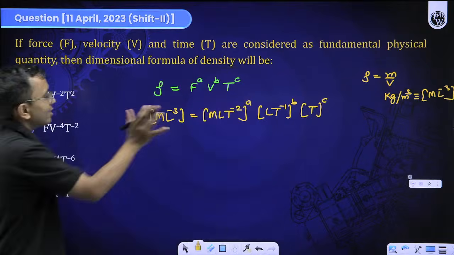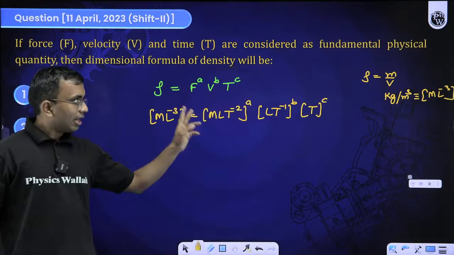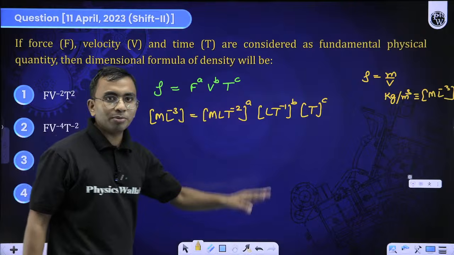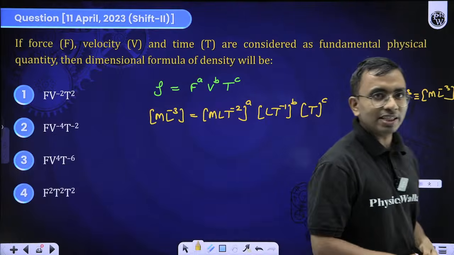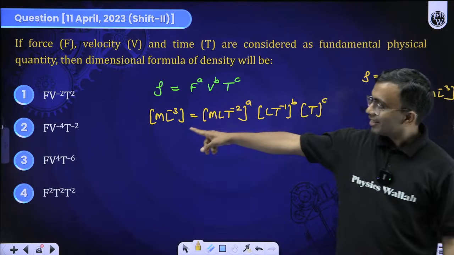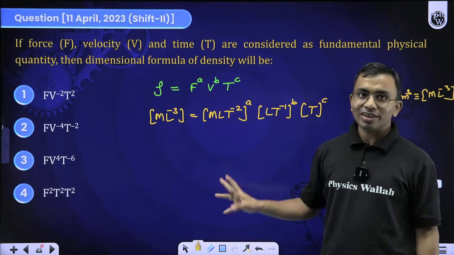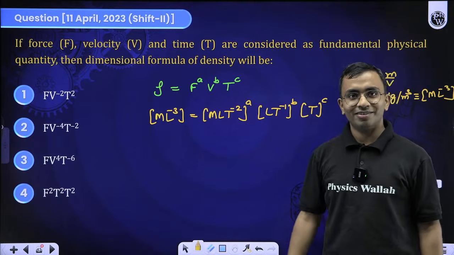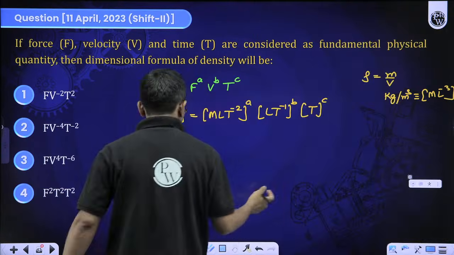On both sides, equate the power of M, L and T. You will be able to solve for what is A, B and C. And then you will get your relation, how density is related to these three physical quantities which they consider to be fundamental here. Okay, let us do it quickly.